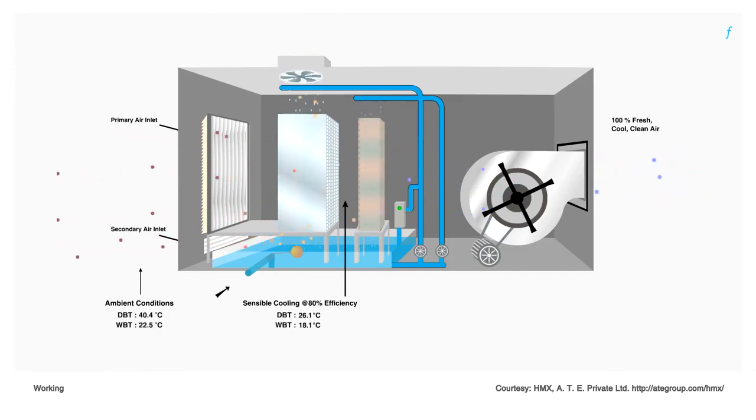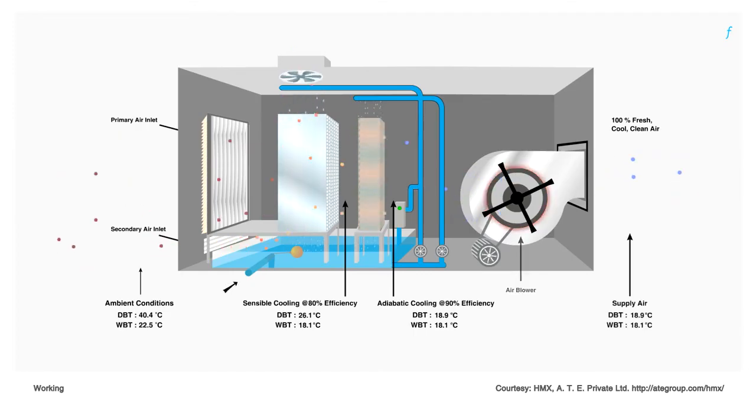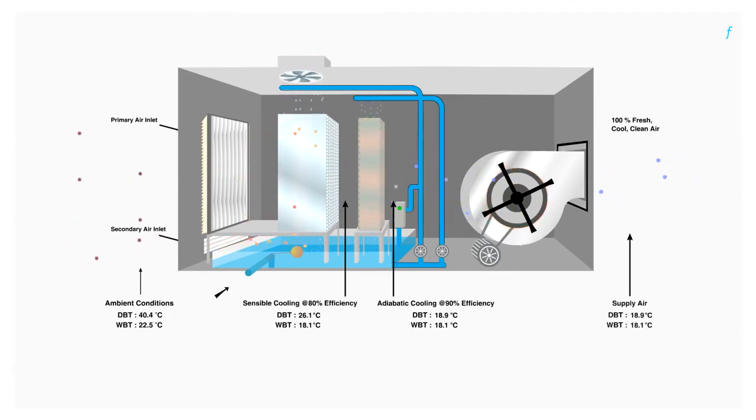Air coming out from the first stage then passes through the direct stage heat exchanger, the cellulose pad, where it comes in contact with a stream of water to further lose heat while gaining some humidity. The air at the outlet of this heat exchanger is drawn in by the blower and delivered via ducts to the spaces requiring cooling.